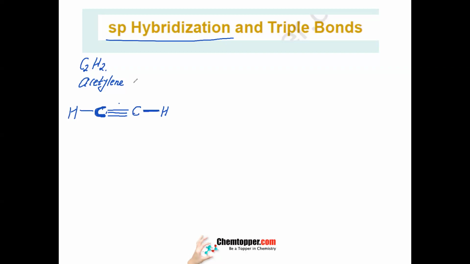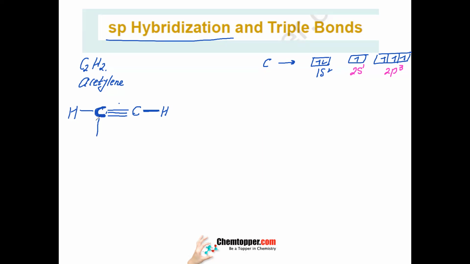Okay, now let's see the configuration of carbon in the excited state, children. We are working with the excited state, because the ground state is not going to help us. Carbon is always in the excited state whenever it is bonding. This is the excited state, and this is 2s and this is 2p. 2s1, 2p3.